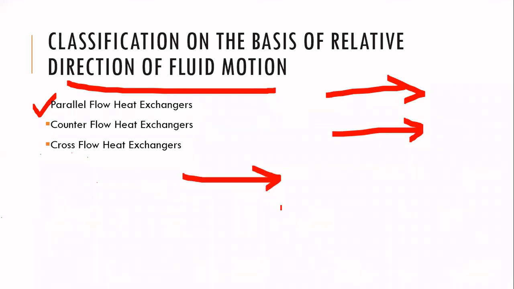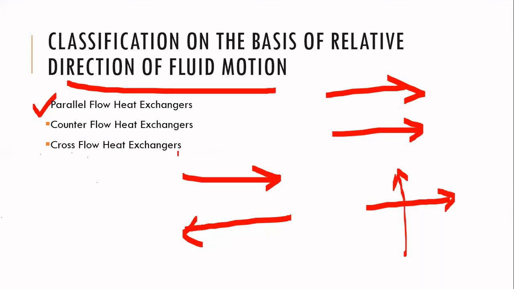First fluid flowing in this direction, second fluid flowing in the opposite direction. This will be called as counter flow. First fluid moving in this direction, the second fluid will move in a perpendicular direction. This will be called as cross flow heat exchanger. So depending on the relative direction of fluid motion, these are the classifications of the heat exchangers.